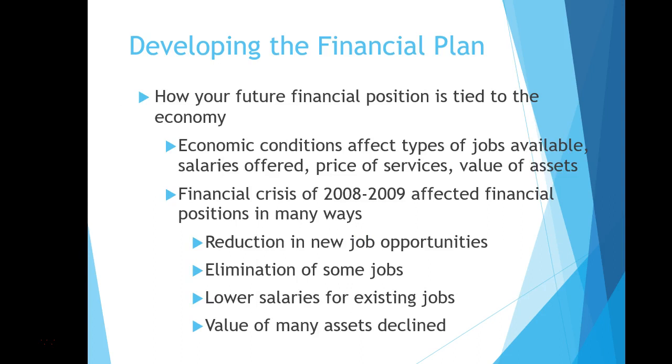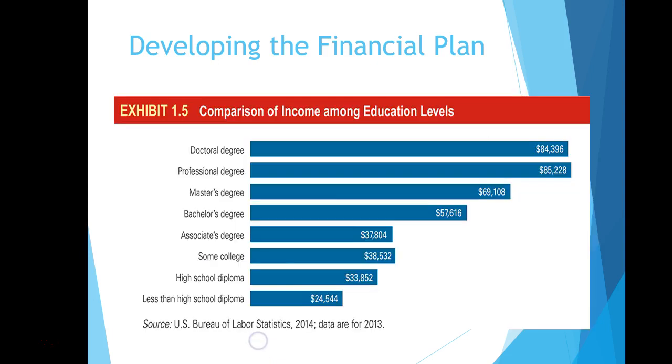So back in 08, 09, the market crashed, and because a lot of jobs were eliminated, there was a reduction of new job opportunities, a lot of homes lost their value, and because of that, it put people in a bad position financially. So this is just showing a comparison of income at certain levels. Basically you see that the higher your educational level, typically the more income you have the chance of earning.